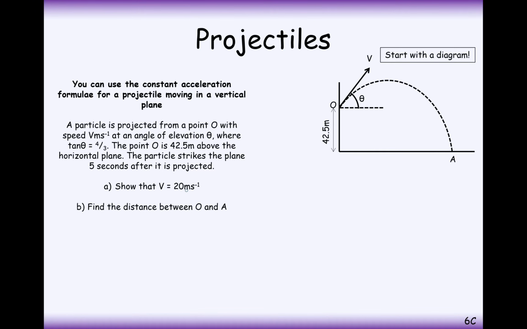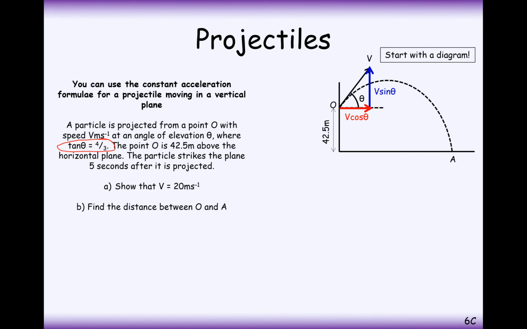Okay, so where are we going to start then? Is our first equation going to be in the vertical component or the horizontal component? Well, we have this vertical distance here, so that's probably going to be a clue that we're going to be working in the vertical component here. The first thing we'll need to do though is work out our sin and cos of theta from the information that tan theta is 4/3.